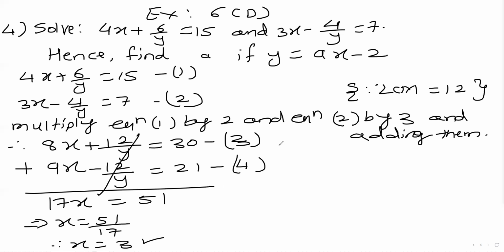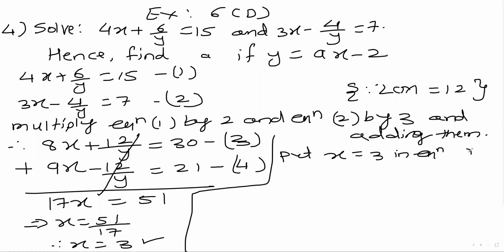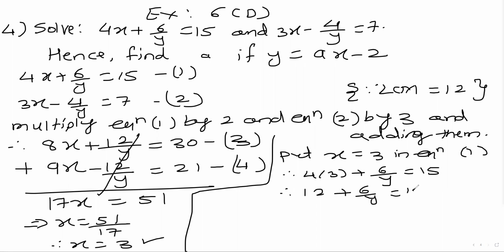Correct? Yes, sir. Great. Now what to do? You can substitute the value of x in equation 1, I believe, right? That will give the value of y. So write down, put x is equal to 3 in equation 1. So what do you get? 4 into 3 plus 6y is equal to 15. So you get 12 plus 6y is equal to 15.